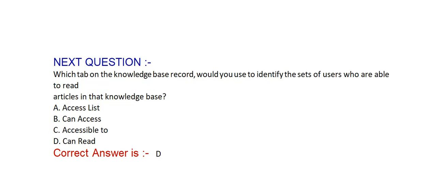Next question is which tab on the knowledge base record would you use to identify the sets of users who are able to read articles in that knowledge base? Option A, Access List. Option B, Can Access. Option C, Accessible to. Option D, Can Read. Correct answer is option D, Can Read.